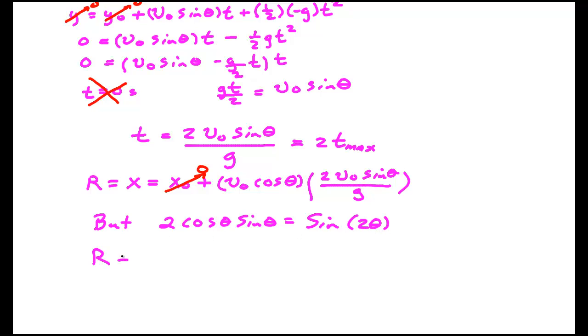So my equation can be simplified to be V naught squared. Take the 2, the cosine and the sine, replace that with sine of 2 theta, over G. This equation shows up in many books. It's a special case formula. It shows up, for instance, in G.